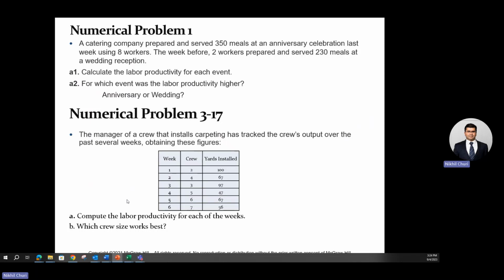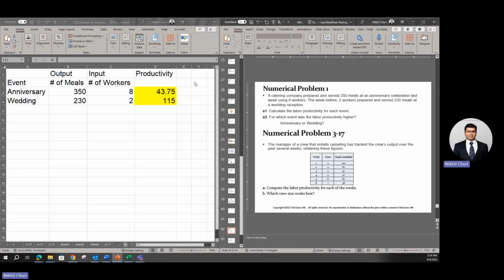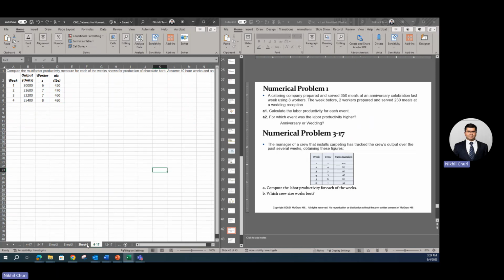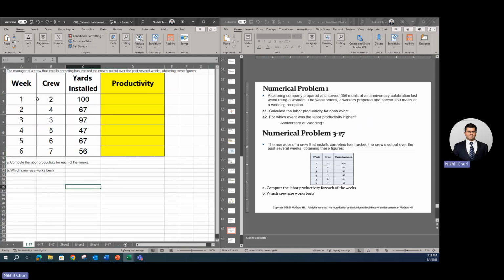The question asked is to compute the labor productivity for each week, output upon input, and which crew size works best. I'm assuming best means which crew size gives the maximum output. Similar to the first problem, I'm going to the Excel sheet. I'm sure I created this. If not, I'm looking at 317. Yeah, here you go. This is the exact table, and again our goal is to compute the labor productivity.